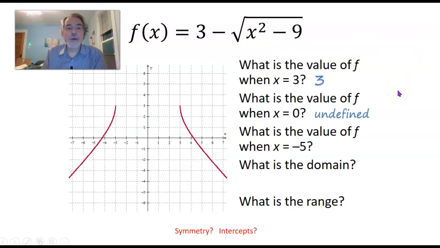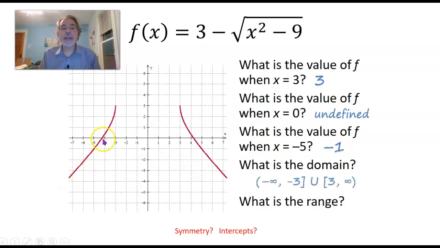What's the value of f when x is negative 5? Well, I can see it on the graph right there. It's negative 1. And I could also get that by plugging negative 5 into the formula. What's the domain? Well, the points that make up this graph have x-coordinates that go from negative infinity to negative 3, and then from 3 on up to positive infinity.